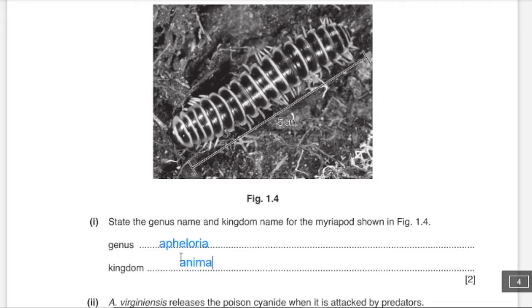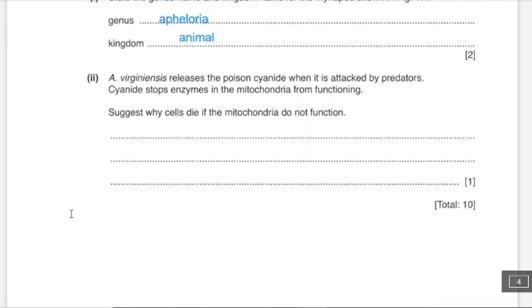Alright, F. virginiensis releases the poison cyanide when it is attacked by predators. Cyanide stops enzymes in the mitochondria from functioning. Suggest why cells die if the mitochondria do not function. Right, so mitochondria are the powerhouse of the cell, which means aerobic respiration takes place here. So if the mitochondria are not working, that would mean that aerobic respiration is no longer taking place, and hence the cells do not get any energy to perform, so they die.